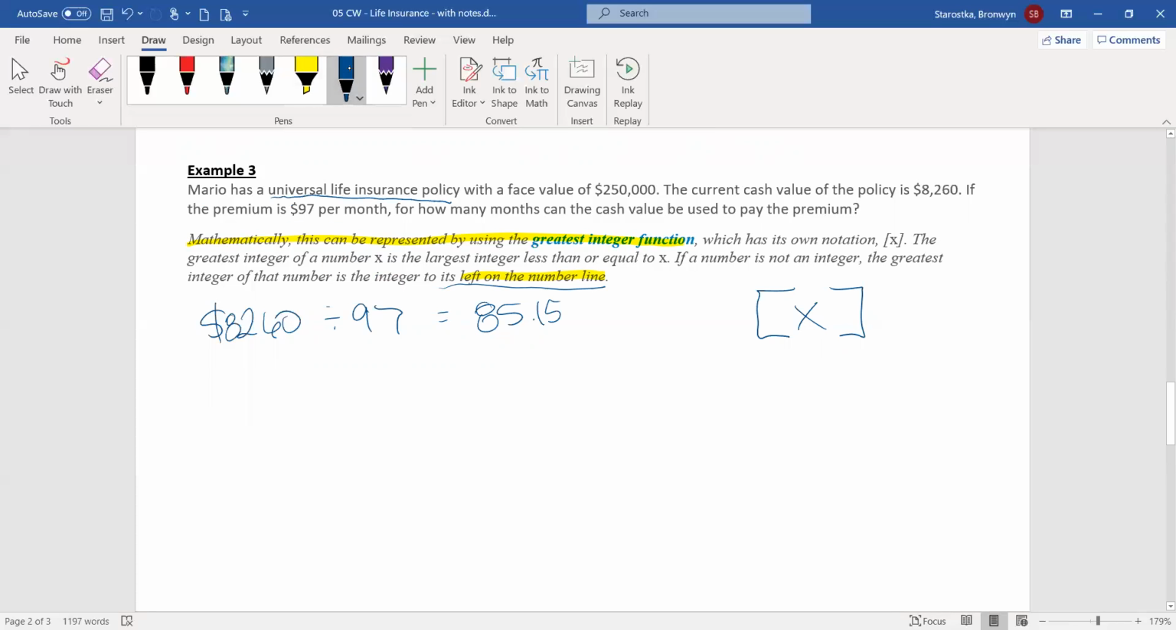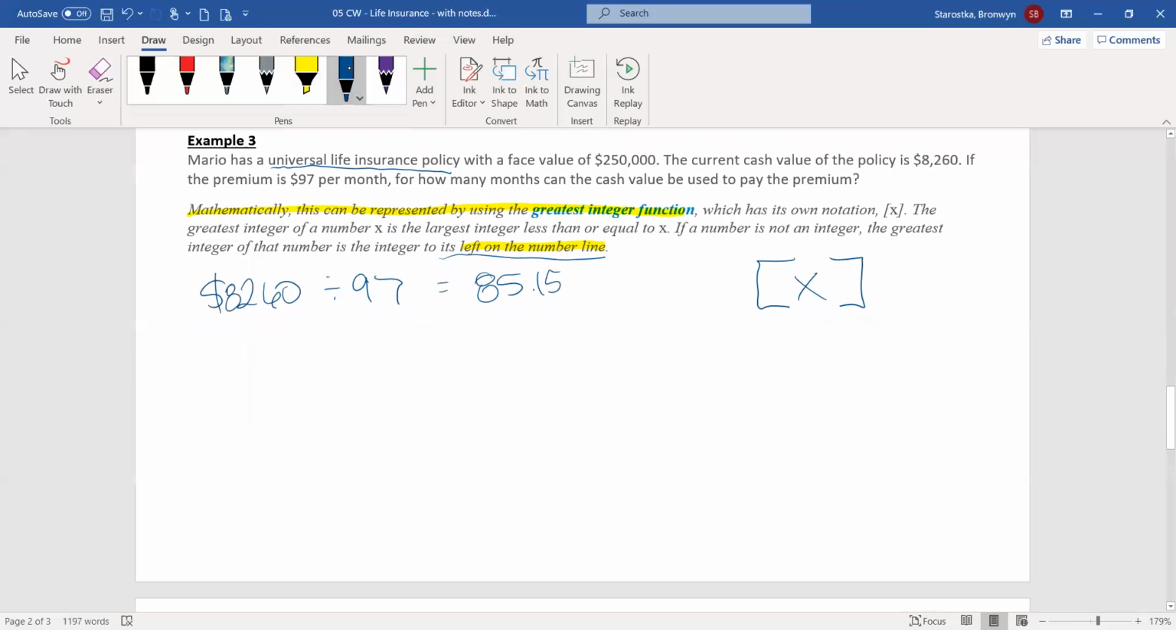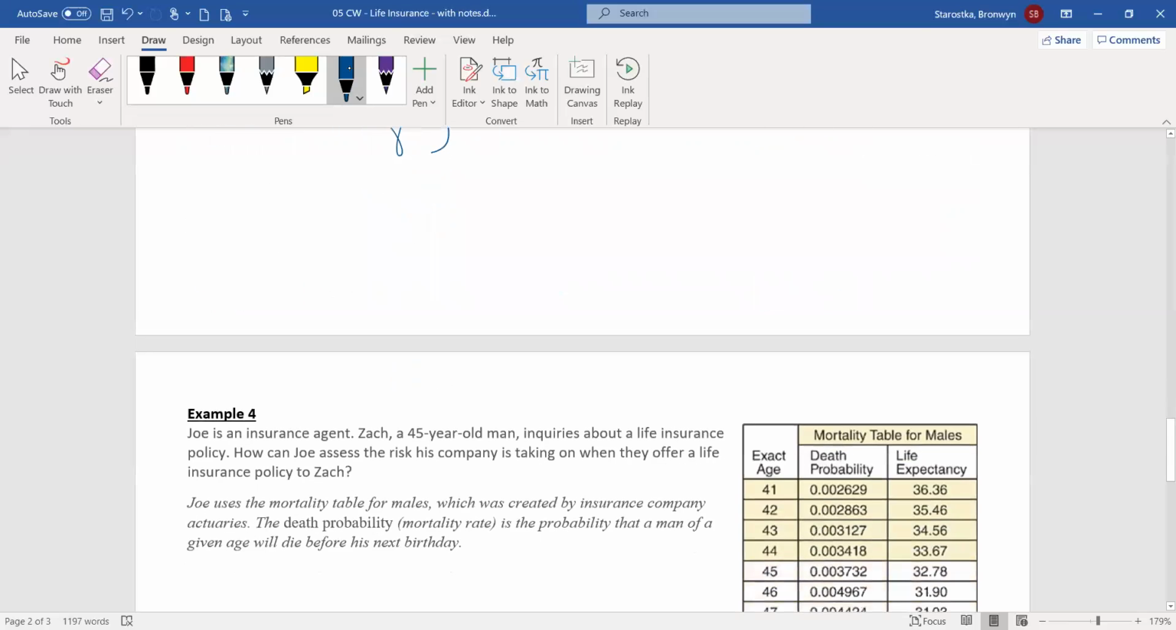Remember, it's the left on the number line. So in this case, the greatest number of payments he can make is 85. All right, next problem, example 4.